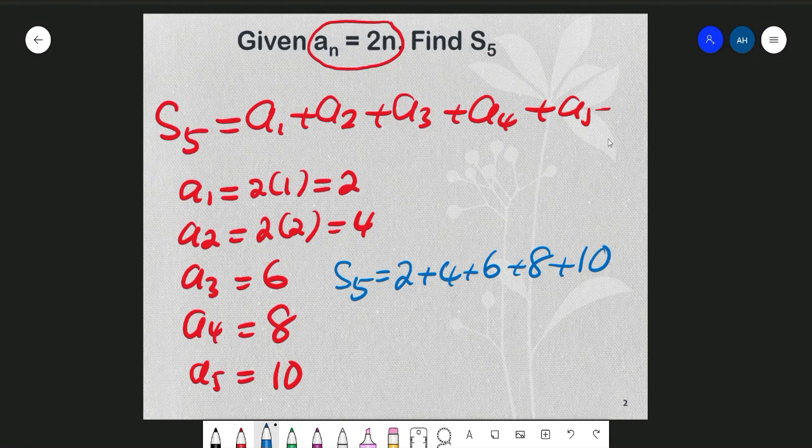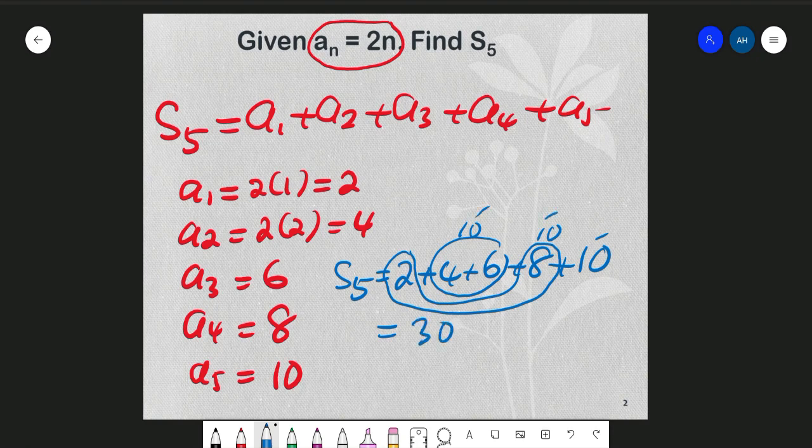So let's add them up together. 4 plus 6 is 10. 2 and 8, when we add them up, we also have 10. And we have to add another 10. So 10 plus 10 plus 10 is equal to 30. Therefore, we already have our answer. That is, S5 equals 30.